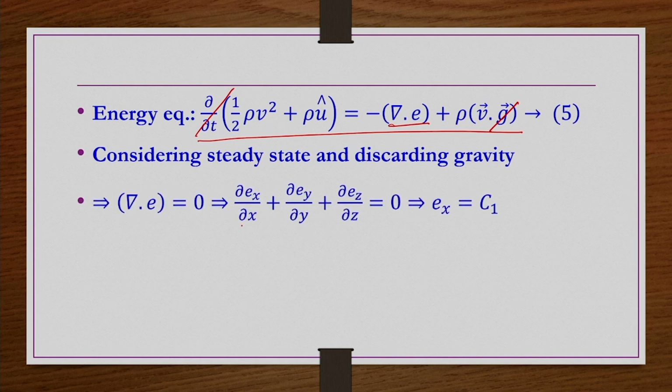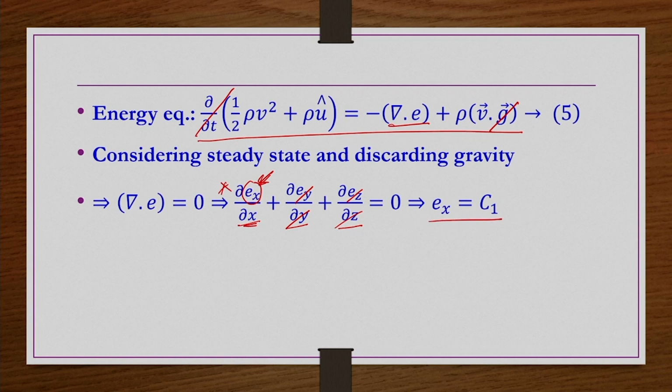is dou Ex by dou x plus dou Ey by dou y plus dou Ez by dou z is equal to 0. Ex is there only in the x direction, temperature variations are there. So, Ex is existing and it is a function of x, so we cannot cancel it out, it would be there. But Ey is not there, and it is not a function of y also. Ez is not there, and it is not a function of z also. So, dou Ex by dou x is equal to 0, that means Ex is equal to C1.